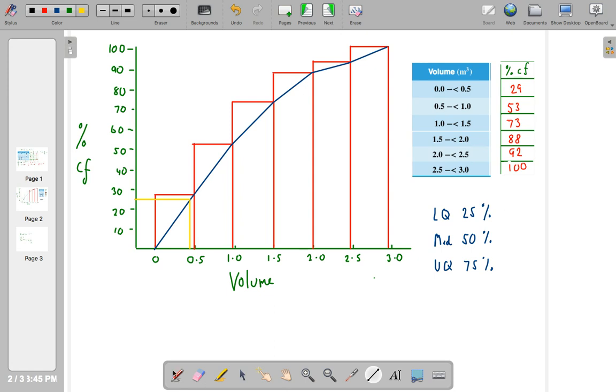Remember, it's an estimate, so when I mark these, you can be a little bit different. Let's just put 0.4 for now. Okay, 0.4. The median, we go to 50%. So we go to the 50% here, across to the blue line, and down. Our median is about 0.9.